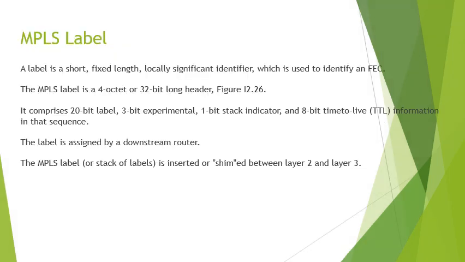A label is a short, fixed-length, locally significant identifier, which is used to identify an FEC. The MPLS label is a 4-octet or 32-bit long header. It is comprised of a 20-bit label, 3-bit experimental, 1-bit stack indicator, and 8-bit time to live information, in that sequence. The label is assigned by a downstream router. The MPLS label or stack of labels is inserted or shimmed between layer 2 and layer 3.